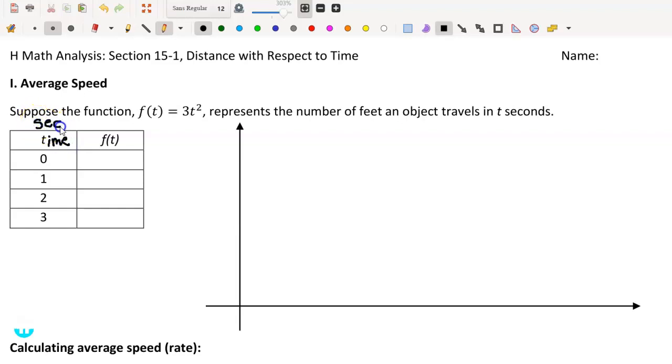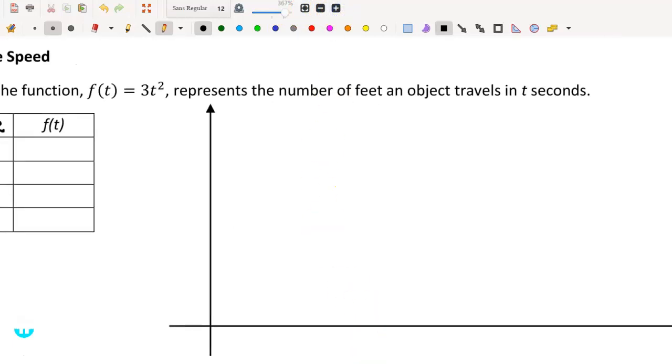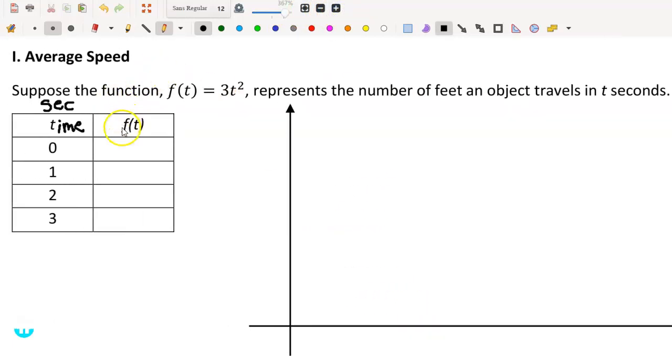A lot of stuff in calculus is all word problems. That's why you have to understand what you're doing, not just get an answer, because it's a word problem. It solves a real life problem, more than likely. And this is going to be in feet. So our y, or our function, is going to be in feet.